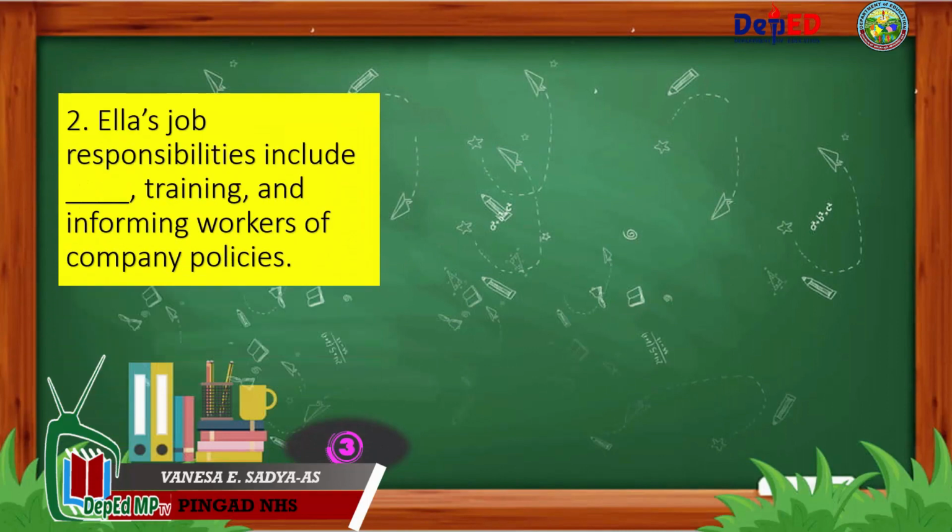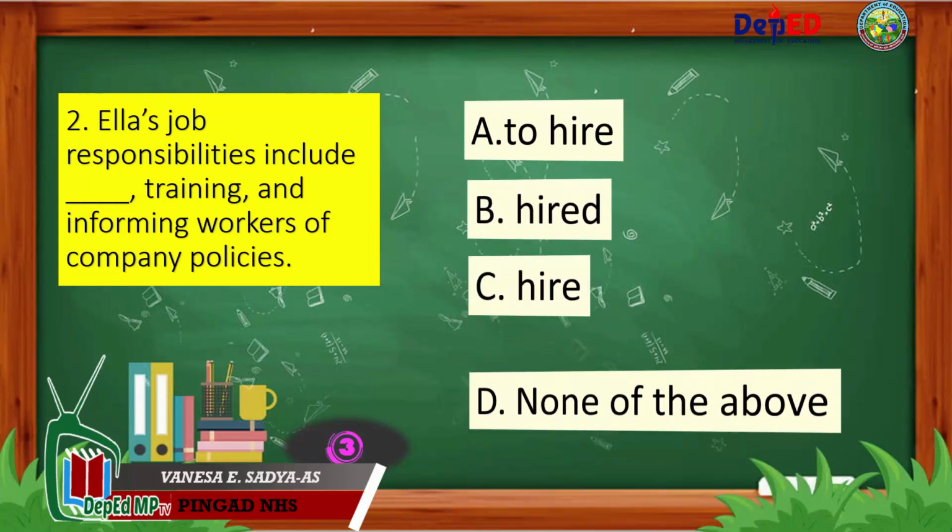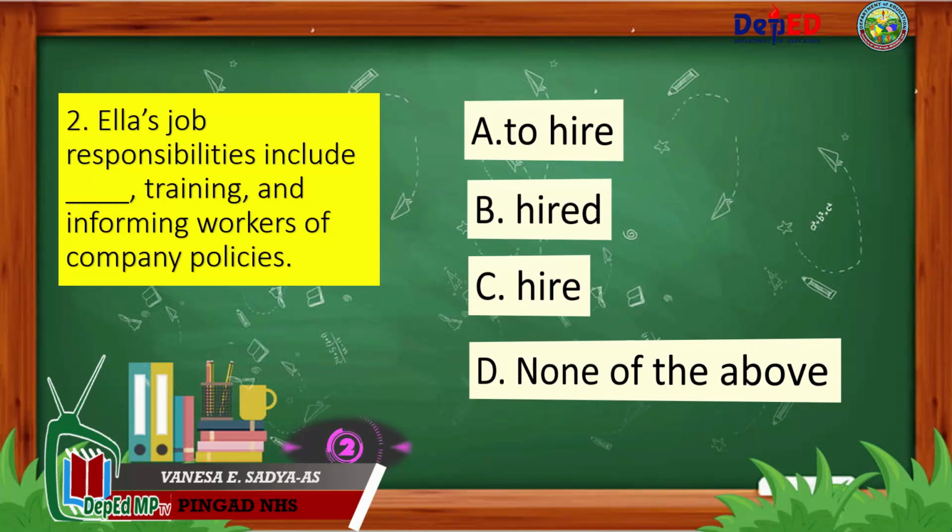Number 2. Ella's job responsibilities include blank, training, and informing workers of company policies. A. To hire. B. Hired. C. Hire. Letter D. None of the above.